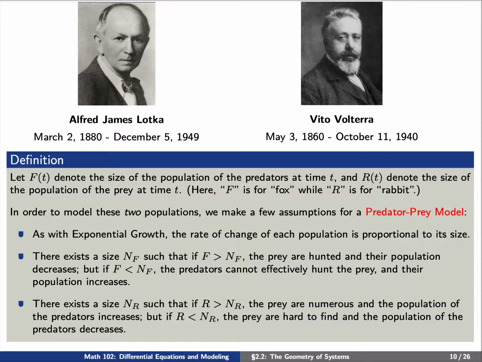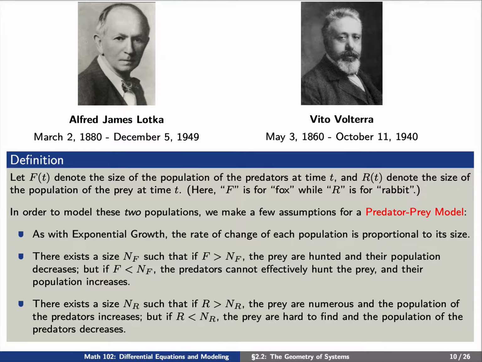In order to model these two populations, we're going to make a few assumptions. First, as with exponential growth, we'll assume that the rate of change of each population is proportional to its size. Second, in order to model how the size of the prey population grows, let's assume that there's some number n sub f that depends upon the predators f, such that if the number of predators is greater than this number n sub f, then the prey are hunted and their population decreases. However, if f is small compared to this number n sub f, then the predators cannot effectively hunt the prey, and hence the size of the prey increases.